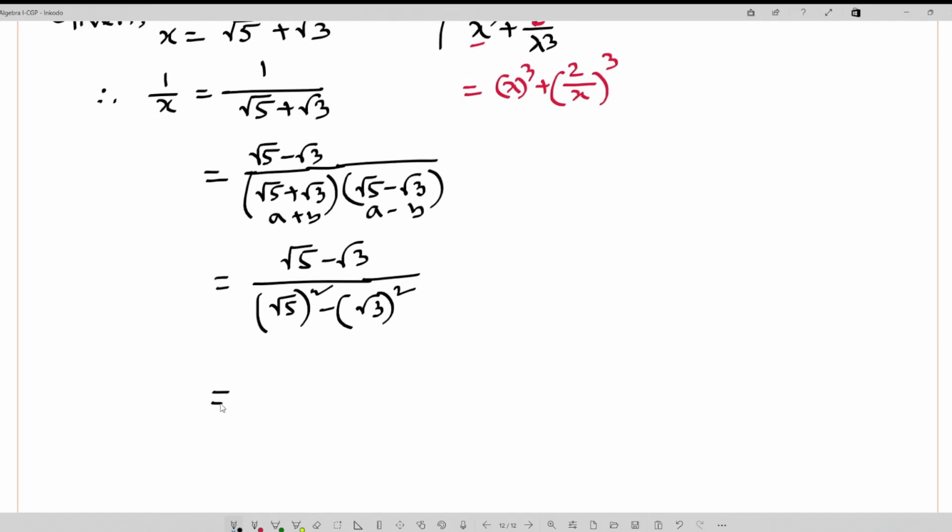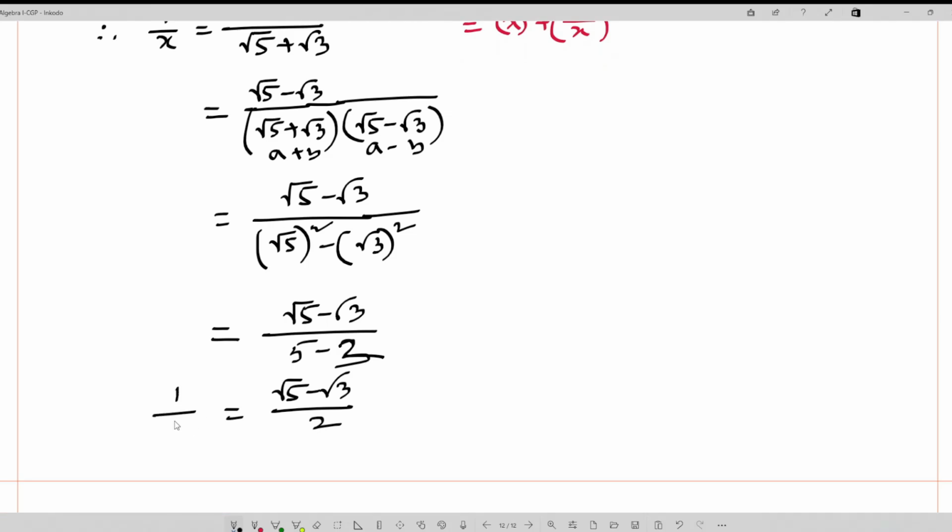Okay. Then here is root 5 minus root 3 and here is 5 minus 3. So root 5 minus root 3 divided by 2. So this one is 1 by x. So once we multiply both sides by 2, it will become 2 by x equals root 5 minus root 3. Okay, so we get 2 by x.